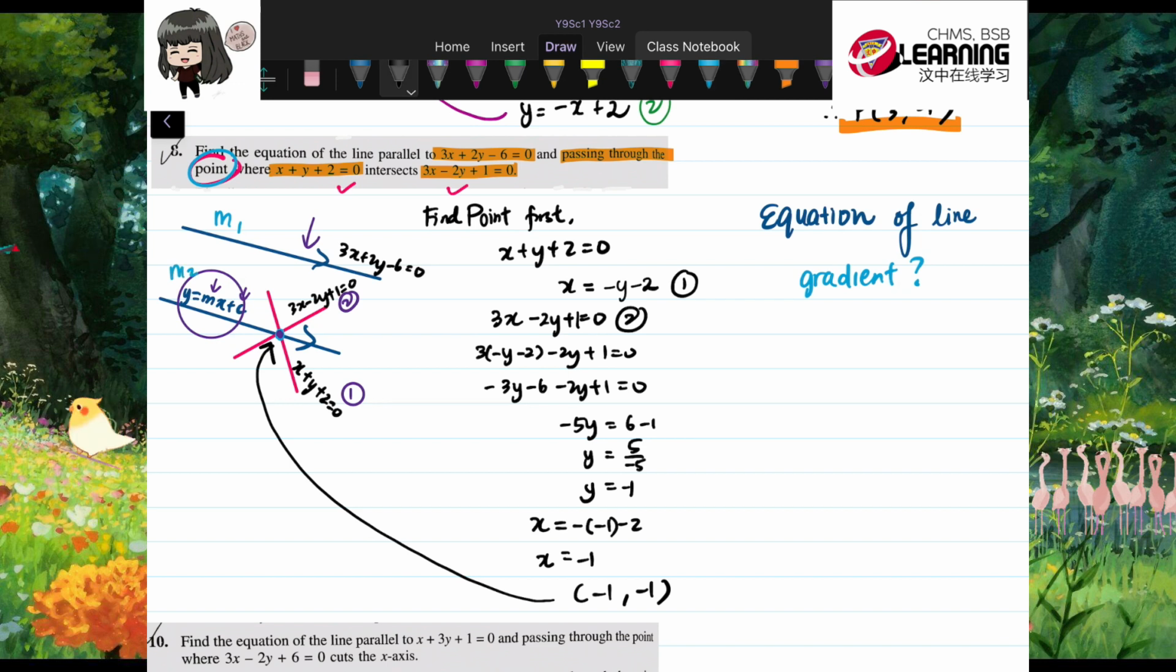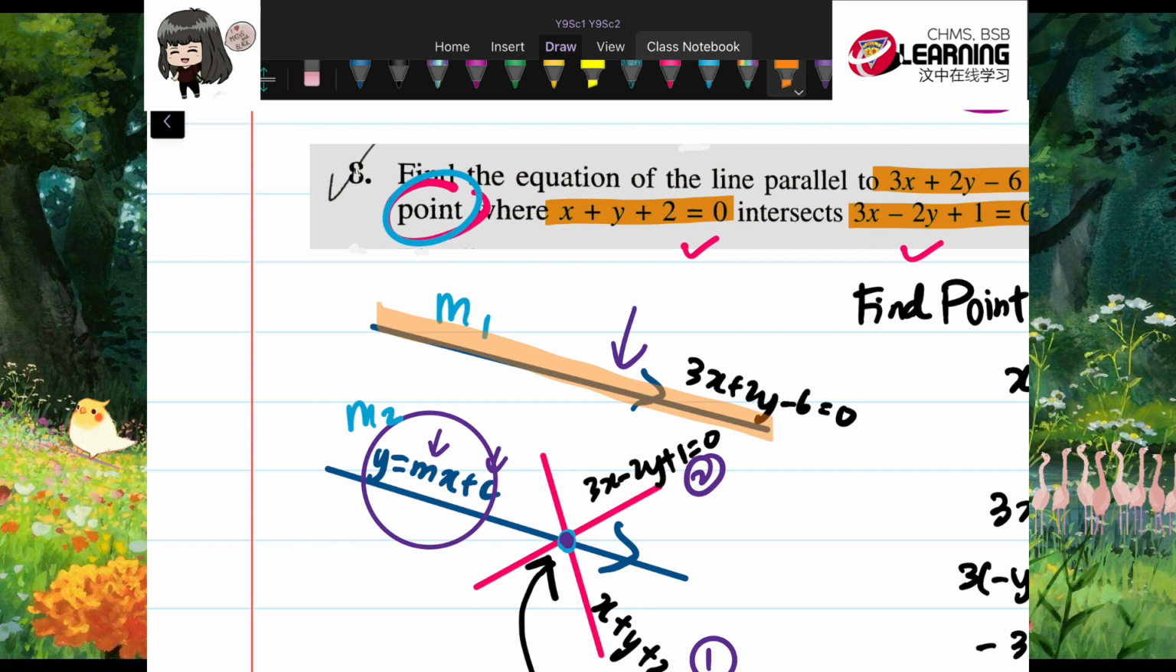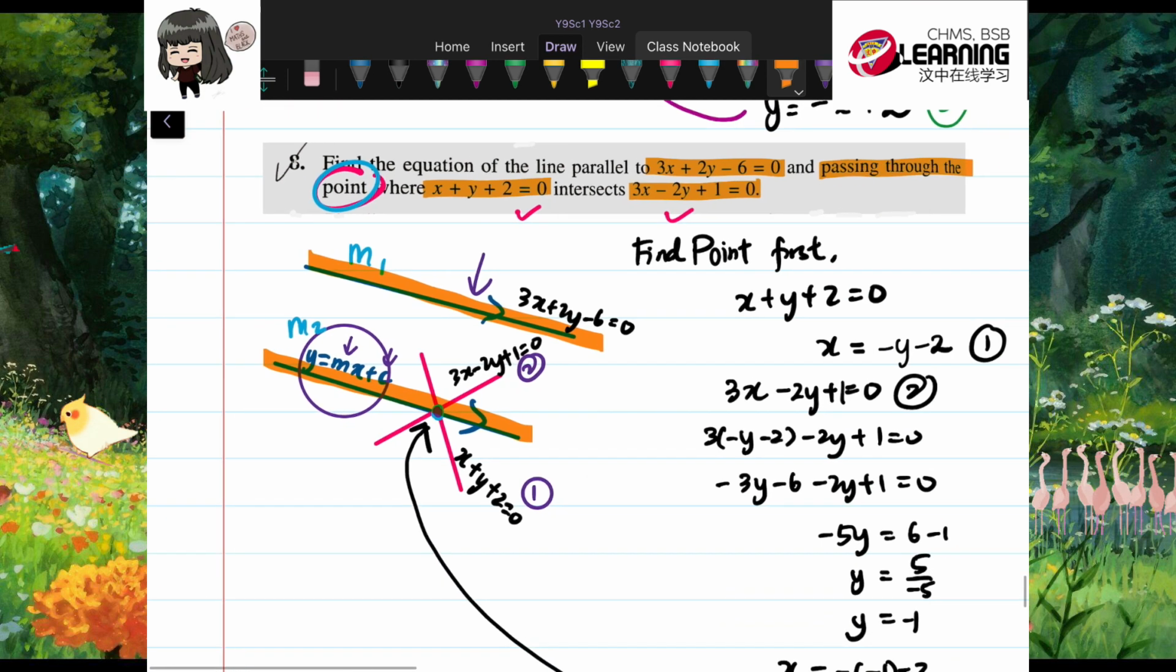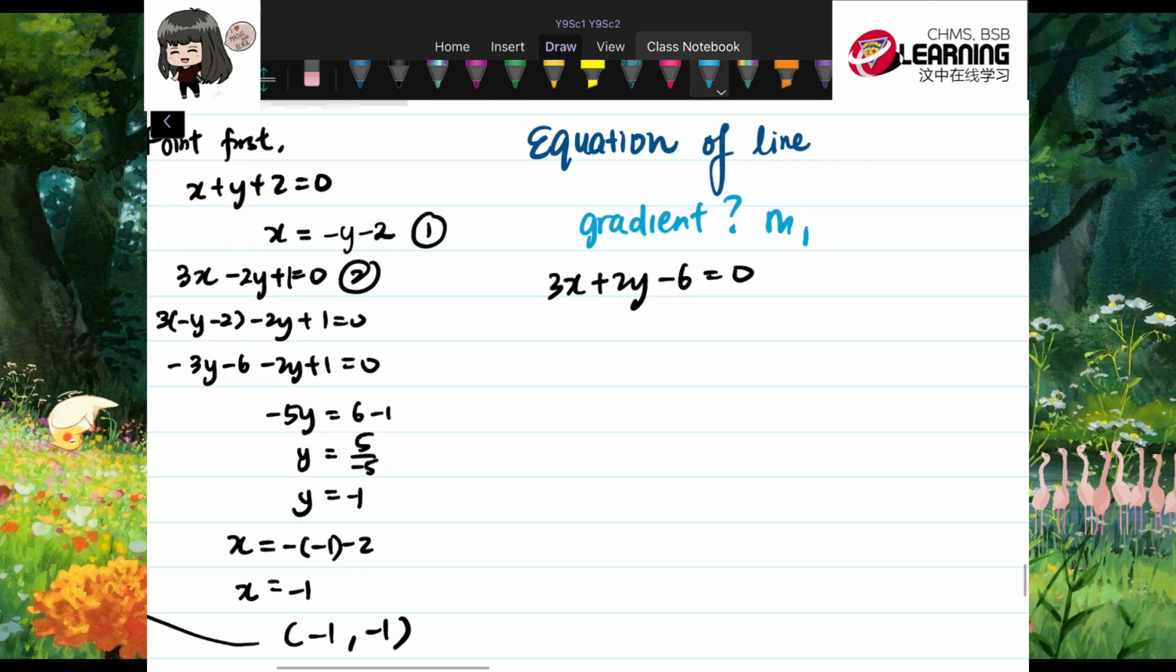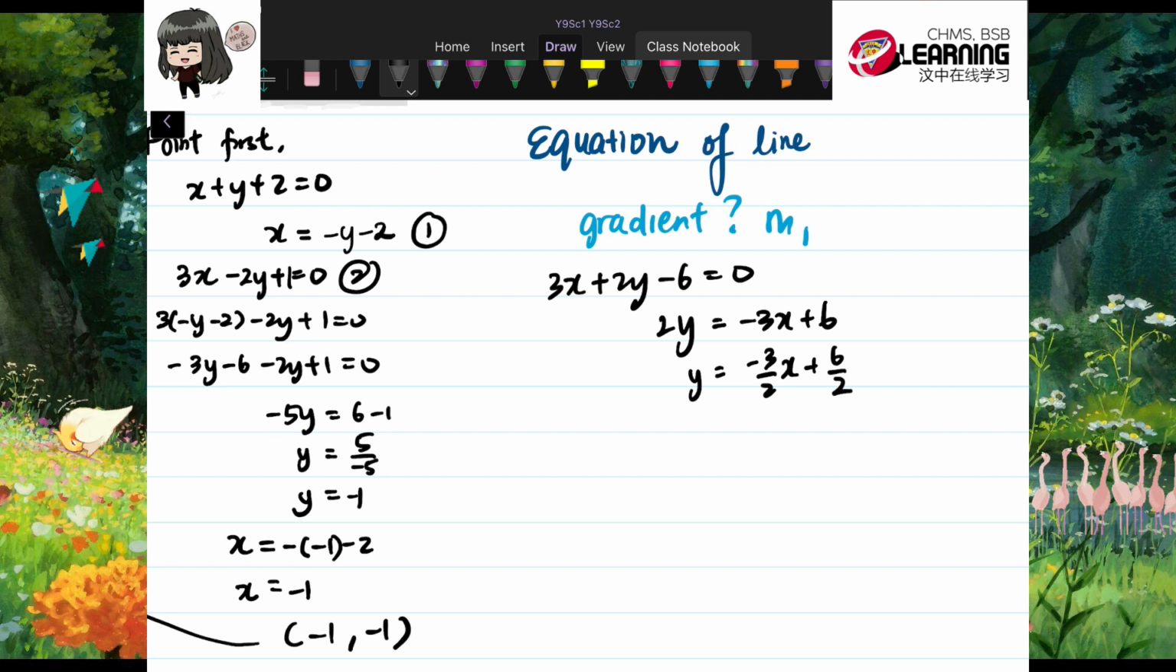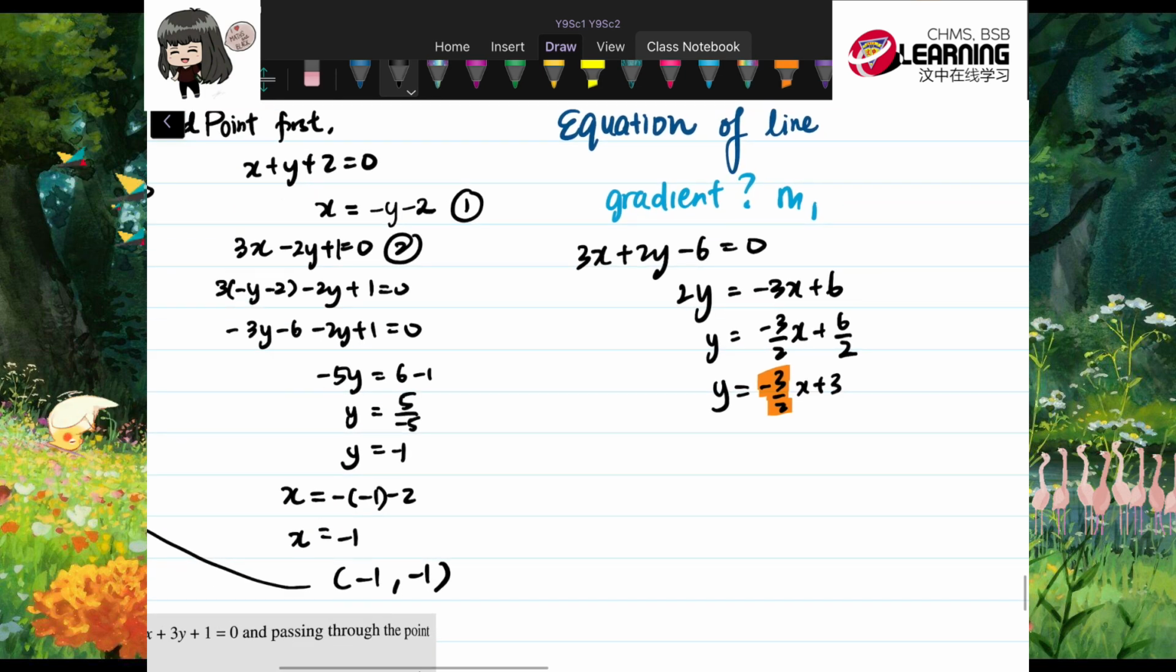So my m1 is from 3x plus 2y minus 6 equals to 0. This line over here, because this line and this line are parallel, so we're gonna use the same gradient. We find our m1. We make y as subject. I divide 2 for this and divide 2 for that, so y equals negative 3 over 2 x plus 3, and my gradient here is negative 3 over 2. So my m1 equals to m2, which is negative 3 over 2.